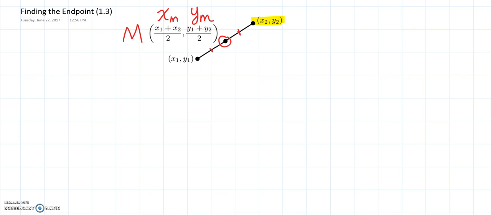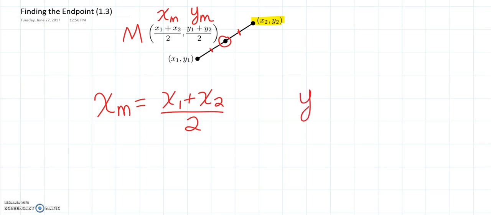Now, we've learned that we can break up our equation into two separate little formulas in order to solve for xm and ym. So, for example, I can solve for the midpoint x value by adding the x1 and x2, my two endpoints, and dividing by 2. I'm averaging my x values to get my midpoint x value. I do the same thing with the y values. So I'm going to add the two endpoints, divide by 2, and that's going to give me my midpoint y value.